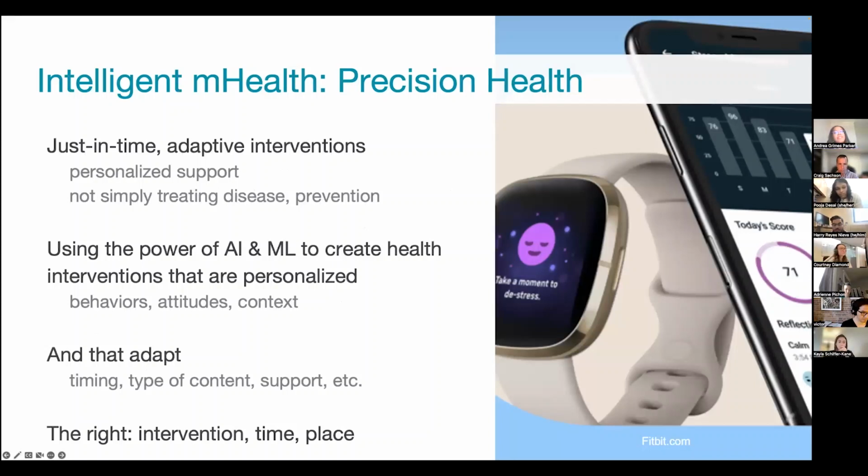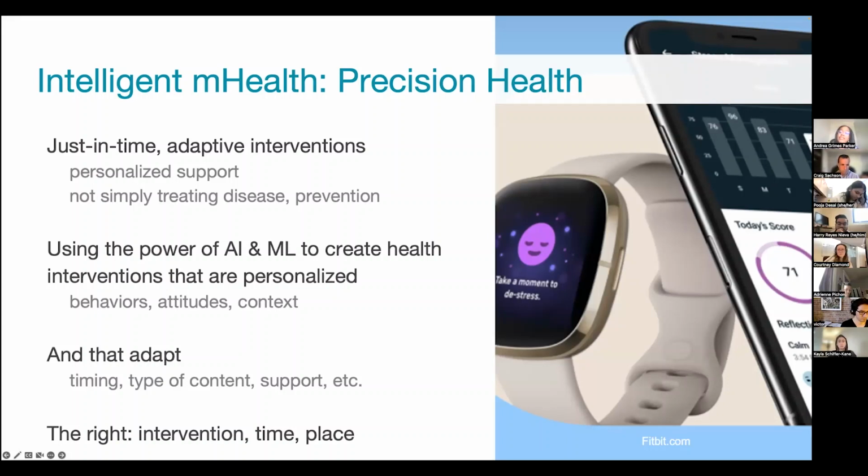mHealth innovations have particularly paved the way for one class of intelligent interface, just-in-time adaptive interventions. So these interventions provide support that is tailored for the individual user and aim to not only treat disease, but also prevent it by helping people to engage in healthy behaviors. So this form of what we call precision health uses the power of AI and machine learning to create digital health interventions that are personalized to the user based on their individual characteristics, behaviors, and so on.